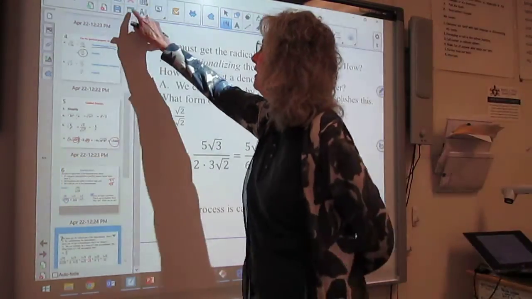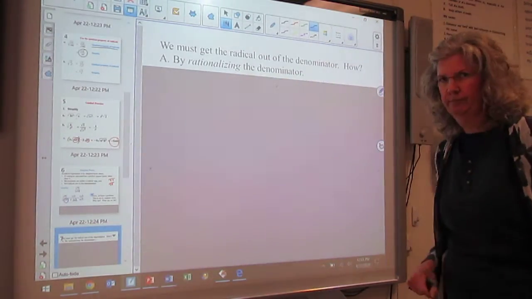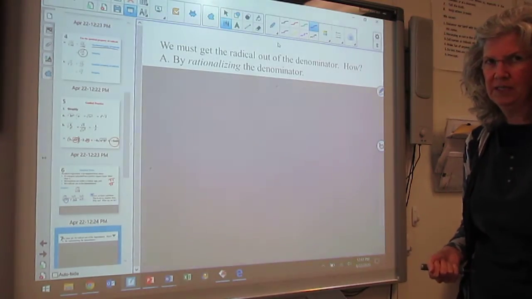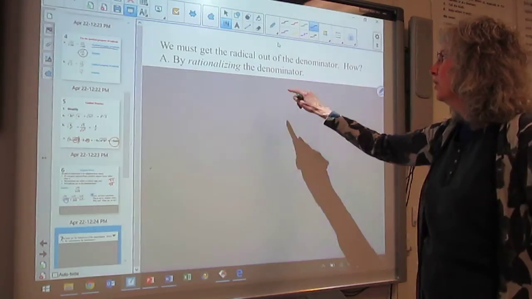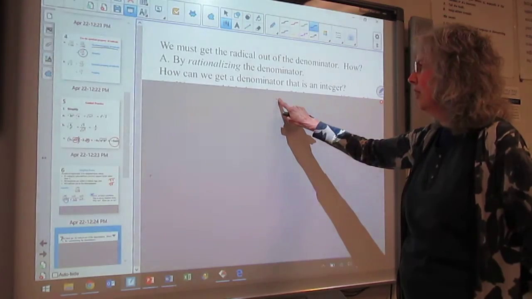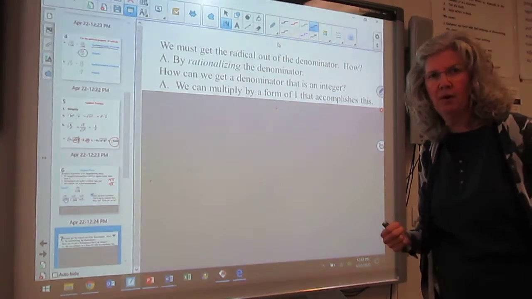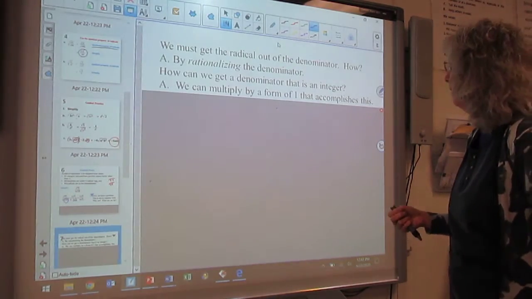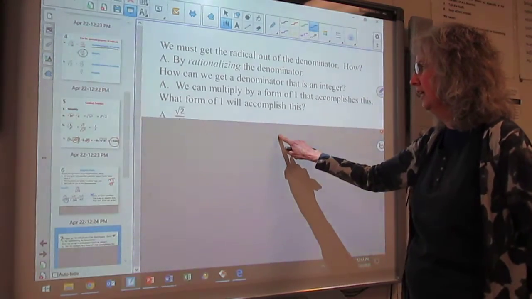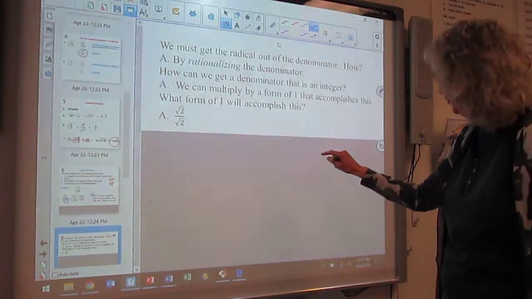We must get the radical out of the denominator. How are we going to do that? Think about all the tools you have in your toolbox. What can we use? We're going to do what's called rationalizing the denominator. How can we get a denominator that's an integer? Well, the only thing we can do to a fraction is multiply it by 1. We're going to multiply by a form of 1 that accomplishes this. So what is that form of 1 going to look like? And I hope you guessed it, the square root of 2 over the square root of 2.